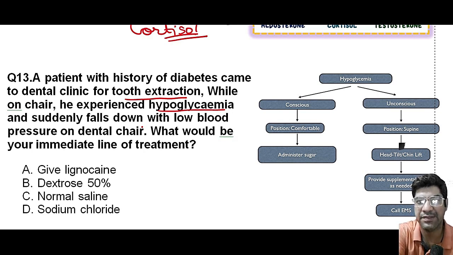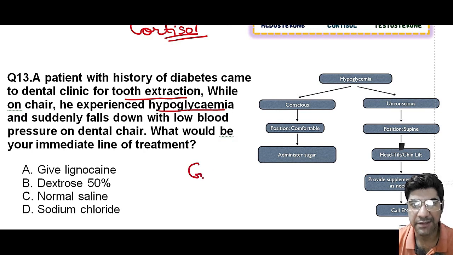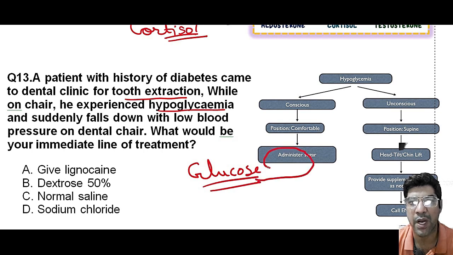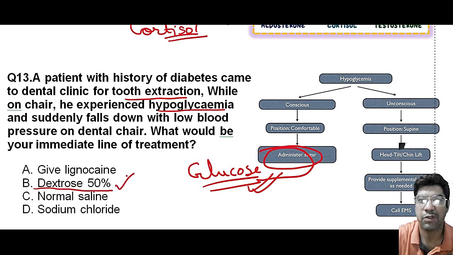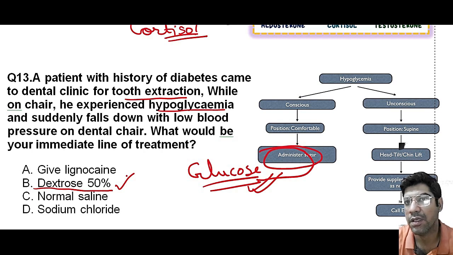Well, the patient experienced hypoglycemia. So immediate line of treatment should be to give dextrose. Dextrose 50% is concentrated IV solution that will provide a rapid source of glucose. So that will raise the blood sugar level in case of the severe hypoglycemia. So that will restore the consciousness and stabilize the patient's BP. So dextrose 50% is generally used. So answer is B, dextrose 50%.